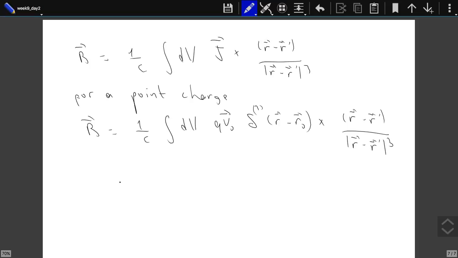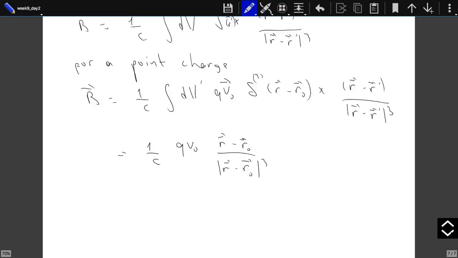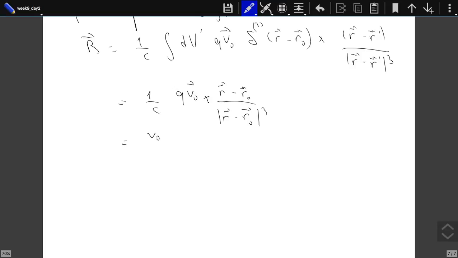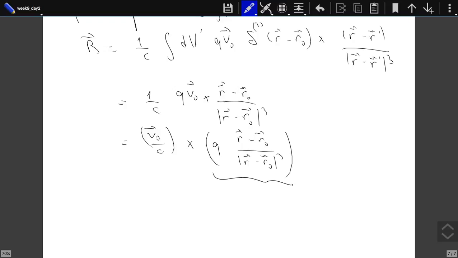I can take the volume integral. This is equal to 1 over C Q times V0 cross (R minus R prime), evaluated at R prime equal to R0. Now I'm integrating over prime coordinates, by the way. This gives V0 over C cross Q times (R minus R0) divided by |R minus R0| cubed. What is that quantity in parentheses? Electric field. So the magnetic field is equal to V0 over C cross the electric field for a point charge.